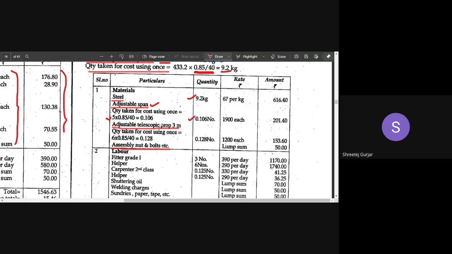Then, sorry, the props are written over here. 3 meter prop, right? 3 meter is the height of the floor. So 3 meter props are required. So that is what we have considered over here. 6 number of props are required. So 6 number we have written here. Then assembly and bolts and nuts we are taking in lump sum.